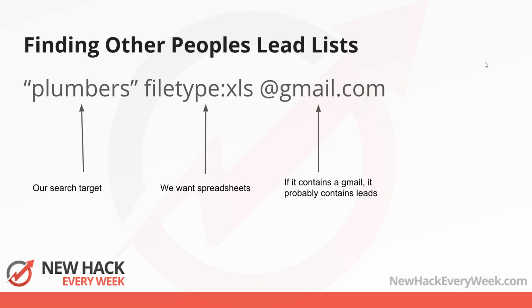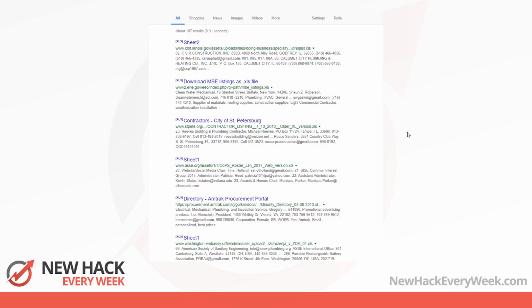Finding other people's leads lists. So this is where we get a little bit hacky. People can be a little bit silly about what they leave online. For example, if I'm searching for plumbers, I didn't actually need to put the quotations, but I did. It's just habit. Going file type XLS, but you could go file type XLS or CSV. CSV is quite common for leads. And I put at gmail.com because if it contains a Gmail, it probably contains leads. I'll show you this exact example.